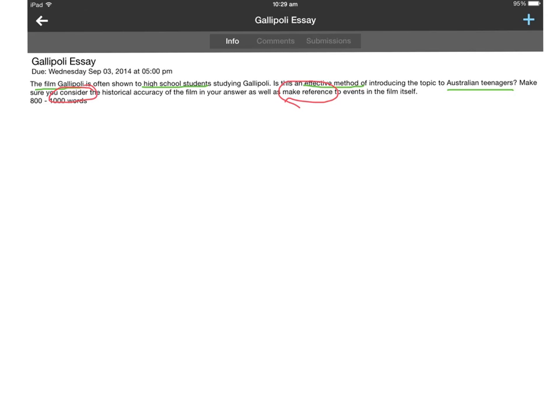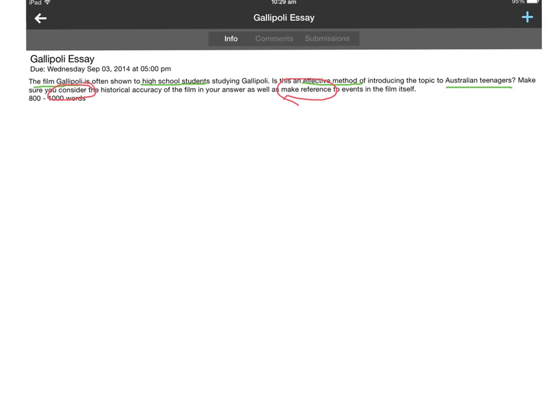So we should also go back here and highlight some more keywords in the bit of information that's telling us how to go about answering this question. So it's also important that we underline historical accuracy, and events in the film itself.